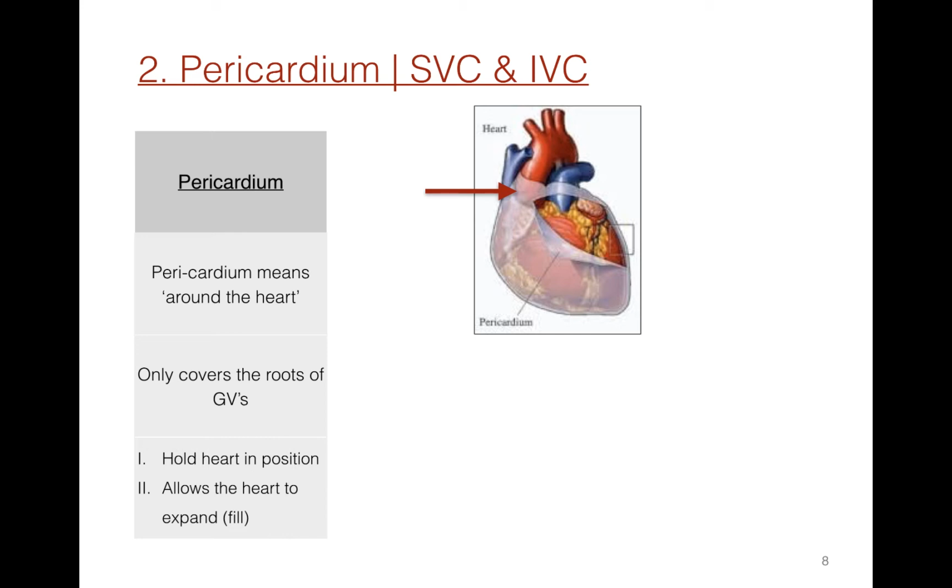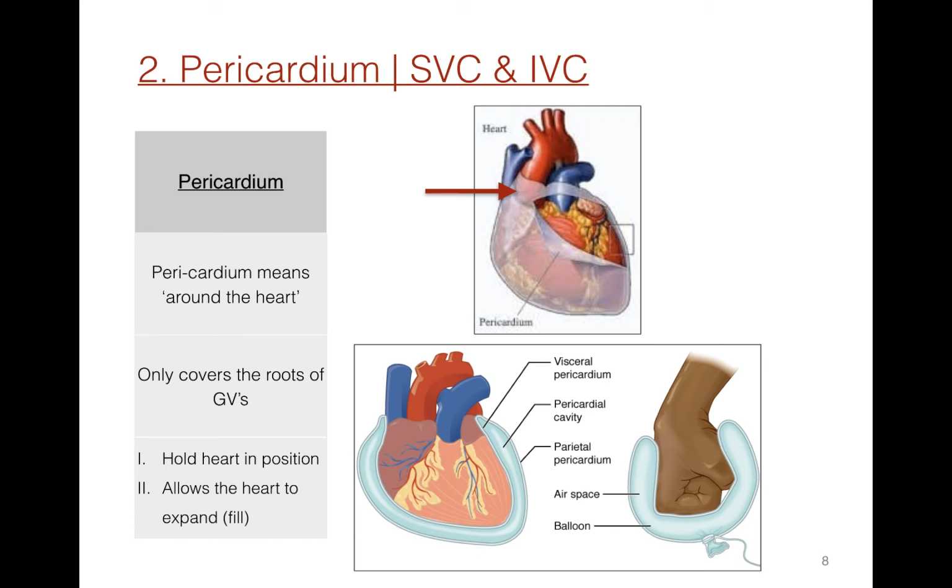The pericardium holds the heart in position. Its outer layer is attached to a number of other structures, such as the sternum and the diaphragm. The pericardium allows the heart to expand and fill with blood. Importantly, if that function is impaired, compromised due to disease, it can be very serious if the heart can't fill with blood.